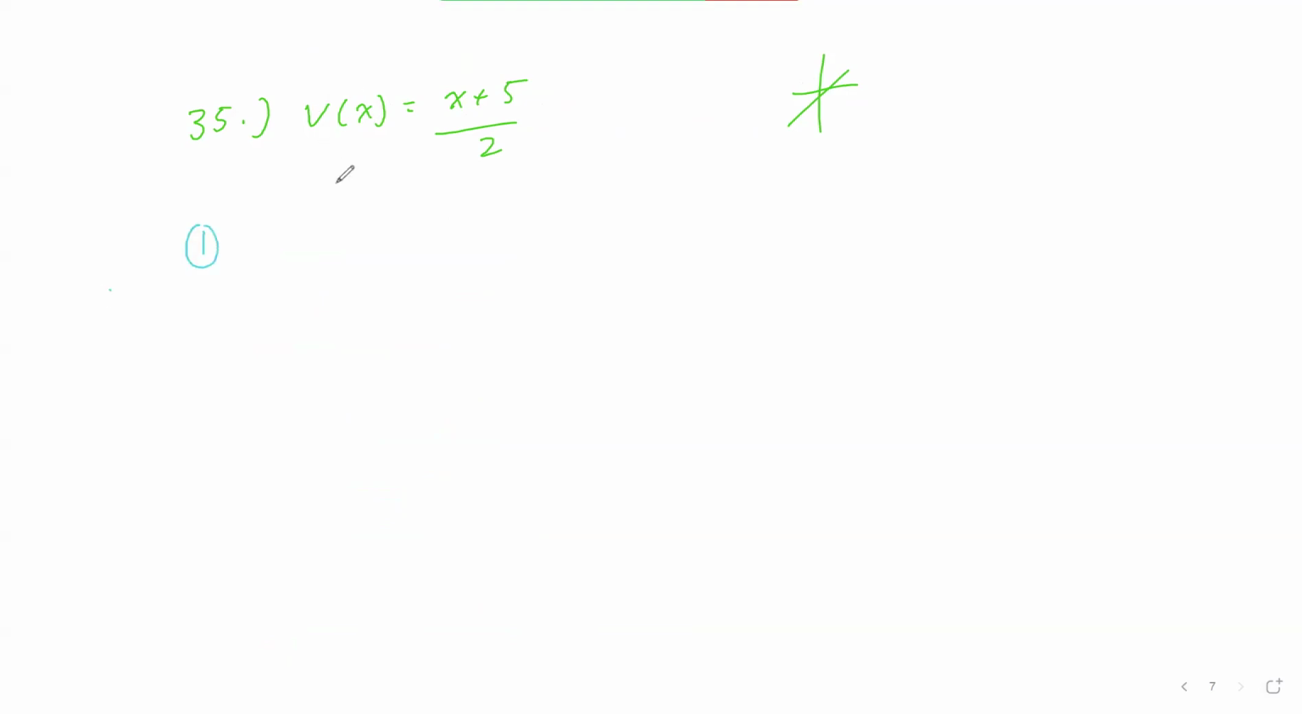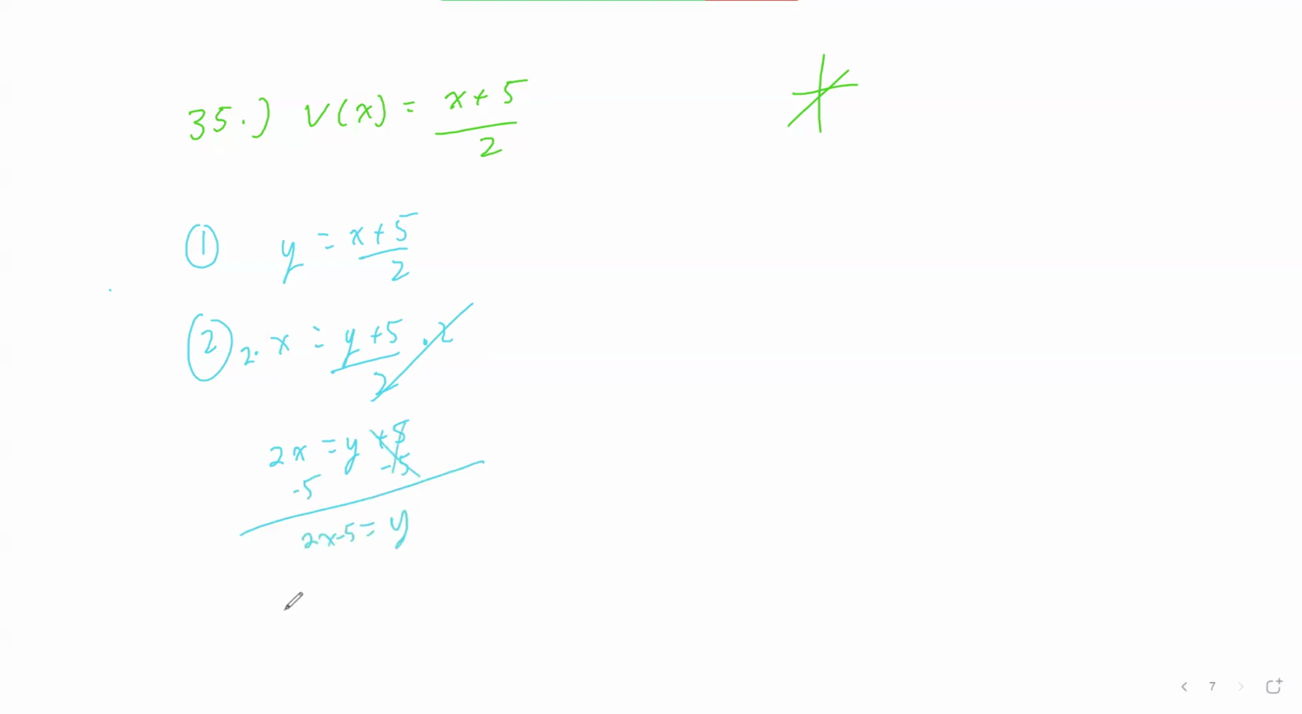So again, change v of x to a y, and then switch the x and the y. And now solve. I'm going to multiply both sides by 2, so it gives me 2x equals y plus 5. Then I'll subtract 5, so I get y equals 2x minus 5. So then the third thing is this becomes v inverse of x equals 2x minus 5 as the inverse.